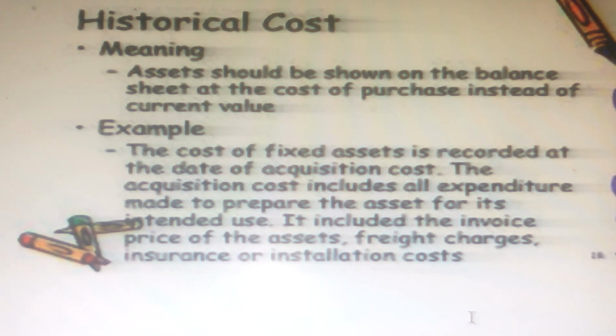For example, when you are going to purchase machinery, the purchase price of the machinery, the installation cost and transport cost, everything all together comes under the historical cost of the fixed asset. Correct. That's what it is here, always based on the purchase cost instead of current value. That's why it is called historical cost.